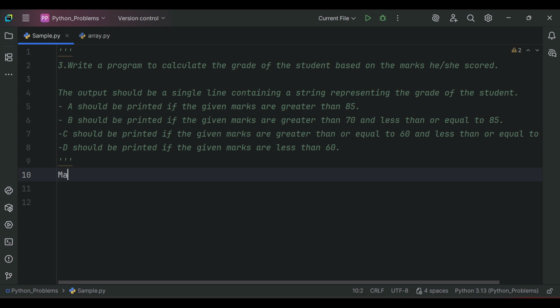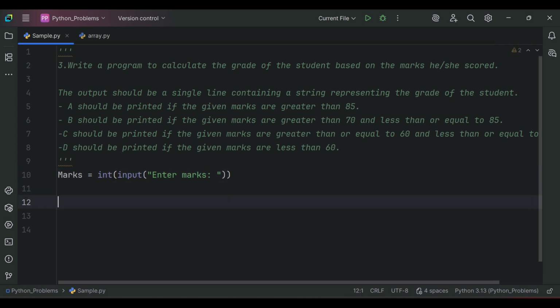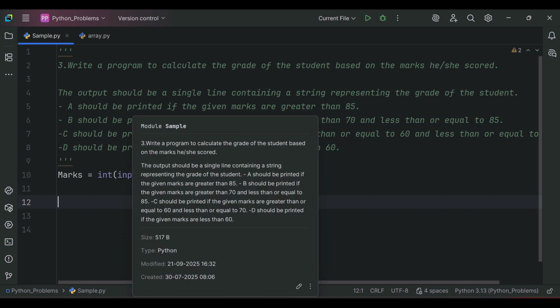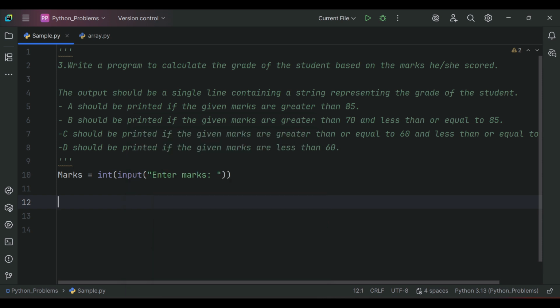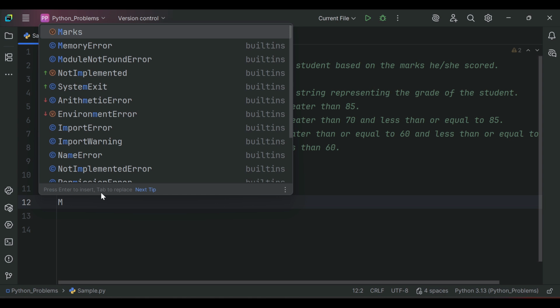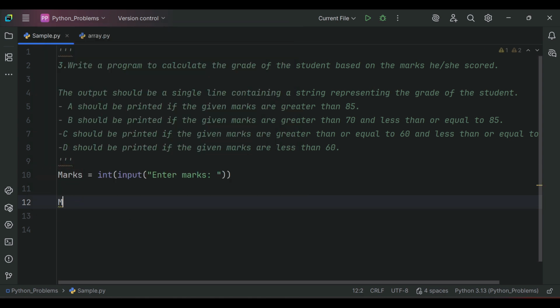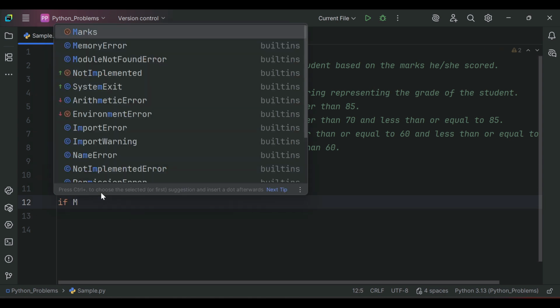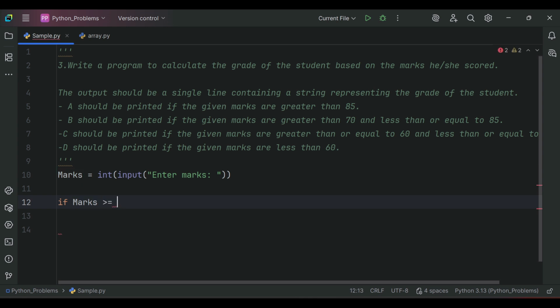Marks of a student. Let's take marks is equal to, enter marks. Okay, enter marks. What is he asking, what is the first condition? Suppose if you get A grade, what is the condition? More than 85 marks. Okay, equal to or more than 85 marks. Then take the first if condition: marks is greater than or equal to 85, he will get A grade.